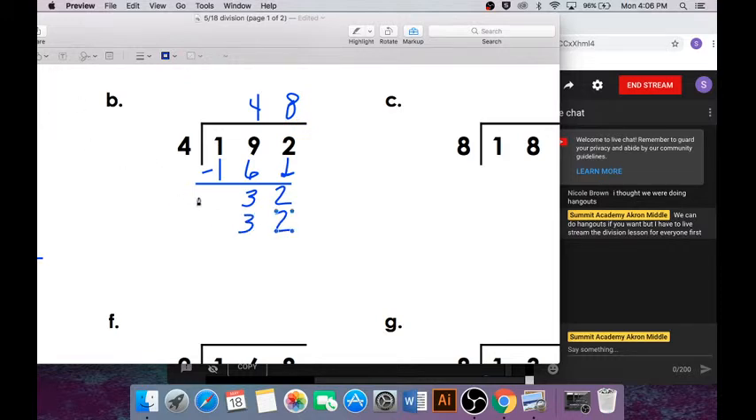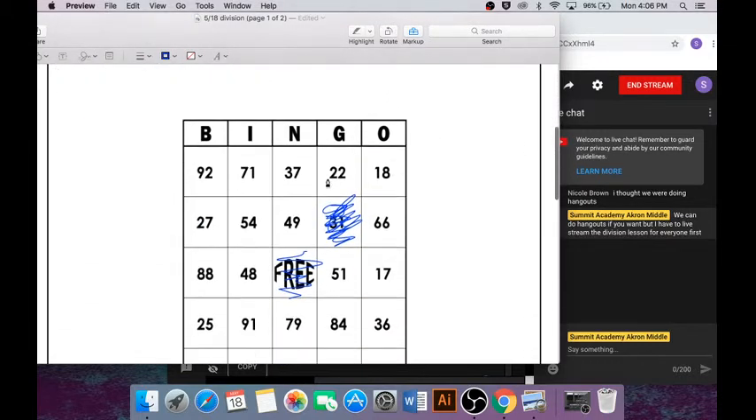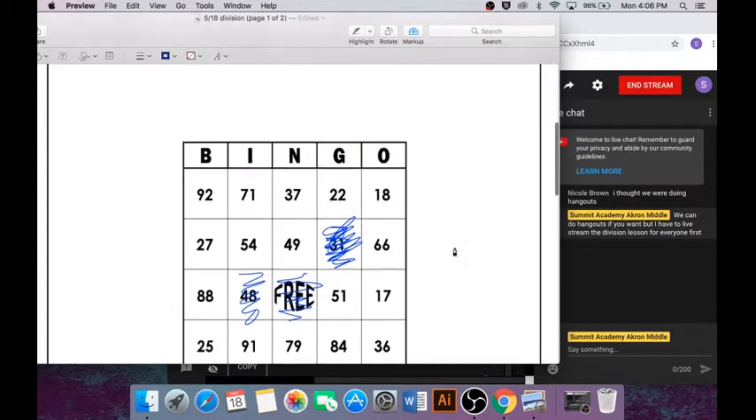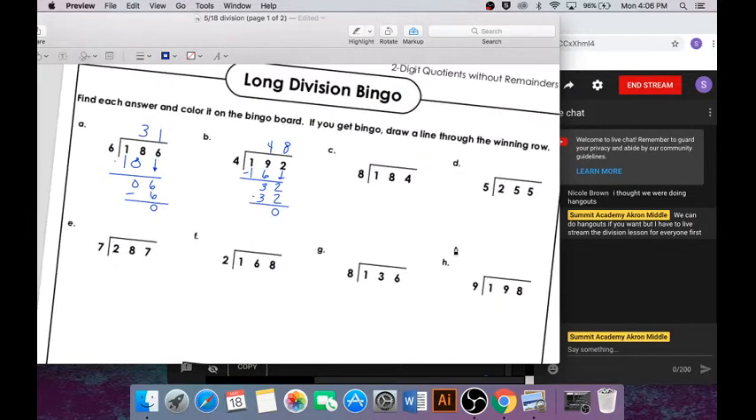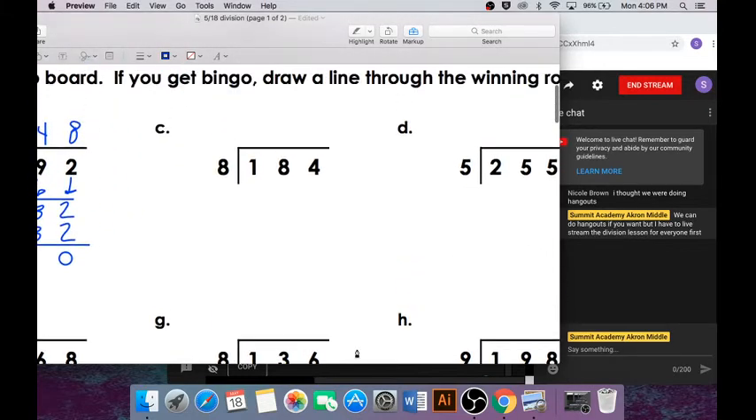So now we have 32 minus 32. That's going to be 0. So the second number we need to find on our bingo board is 48. 48 is over here. Okay.